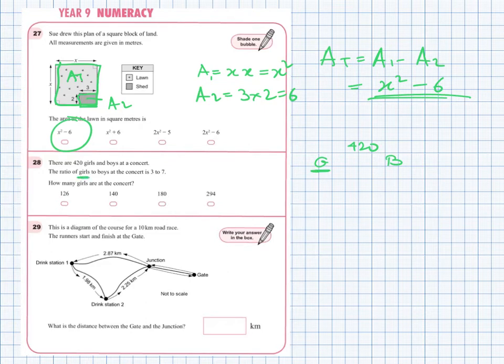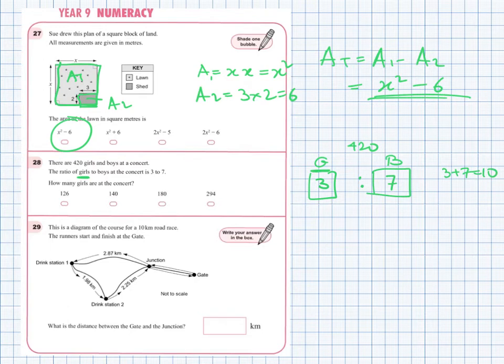If they say girls first in the question, then it means that the first number corresponds to girls. So its ratio is 3, and boys is 7. Altogether is 420. So pretty much, what does it mean? The easiest way to do this, we have 3 parts here, and we have 7 parts here. So together, 3 plus 7 is 10 parts.